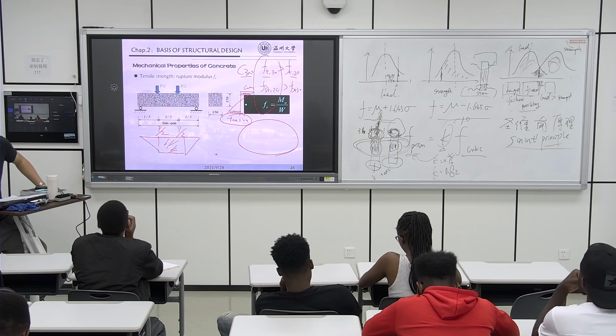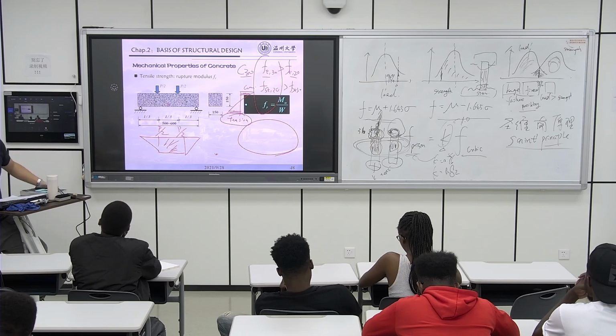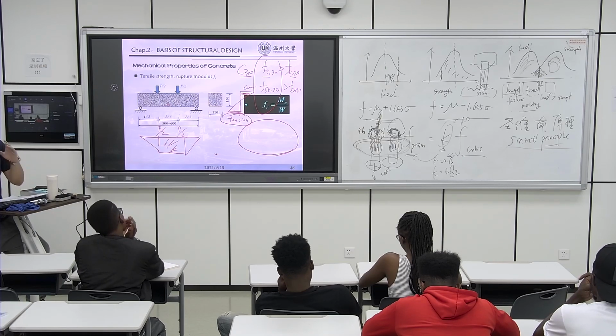We easily use the cube and do the test. And for the prism compressive stress, we know the height should be 3 times the width. Because of the friction effect, the value is smaller than the cubic compressive stress. This is about compressive stress.